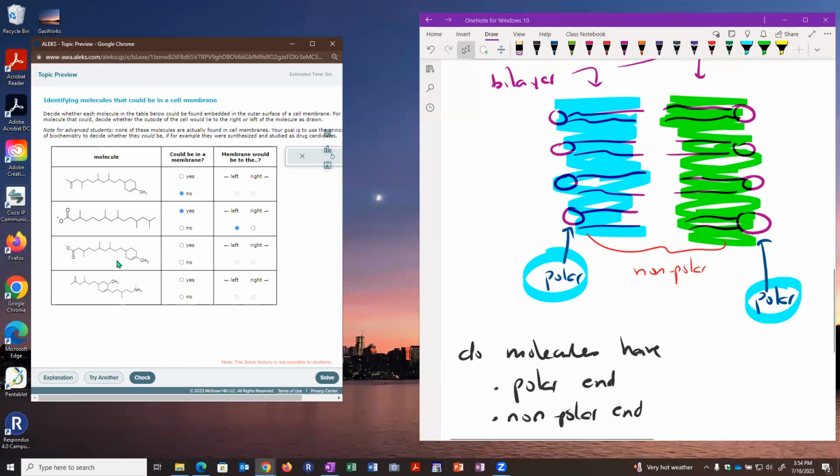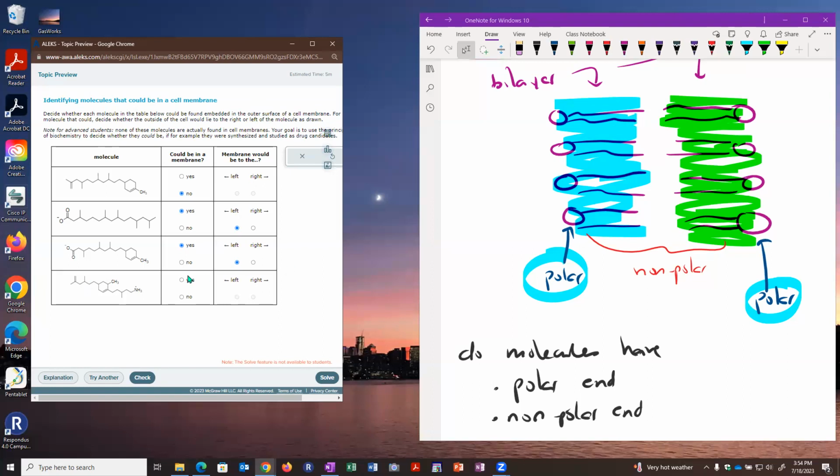The second one, we have something similar. Oh, I'm sorry, the third one, we have something similar happening. There's our polar region on the left side, and the non-polar region on the right side, mostly C's and H's. Yes, we have polar and non-polar. And then because the polar region is on the left, the membrane is going to be to that side. For the last one, again, mostly C's and H's, but we do have the nitrogen here with a positive charge. That's polar.